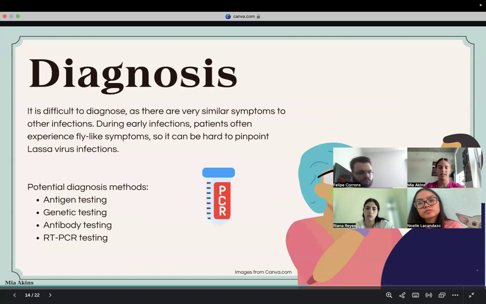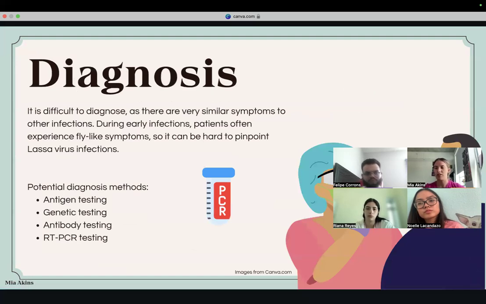And then a little bit on the diagnosis. It's very difficult to diagnose because it has a large variety of signs and symptoms. Some patients are asymptomatic, some have mild symptoms, and some have extreme, severe symptoms such as kidney disease and also hearing loss, as Felipe mentioned. But the early symptoms of the virus are similar to influenza, so it's hard to identify.